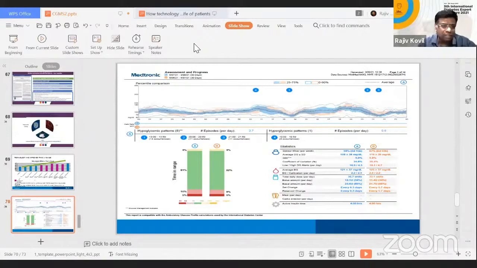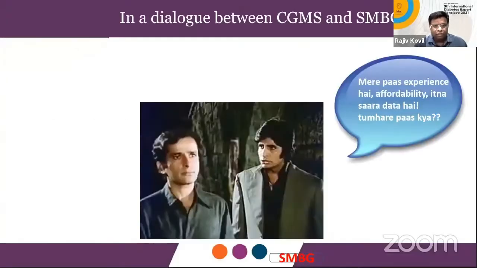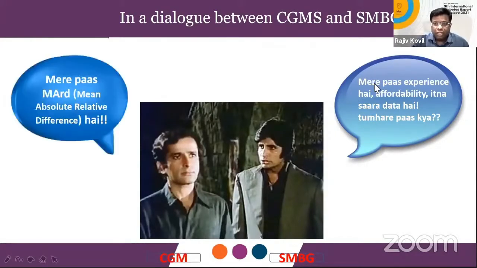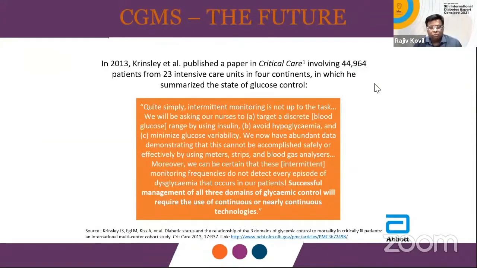I'm going to talk on whether TIR will replace HbA1c, and it's something that all of you have listened to. I have no conflict of interest, other than I believe I would be paid in kind later on. This is a dialogue between CGMS and SMBG, and we know that CGMS has MARD, that is mean absolute relative difference, and today we are using CGM and TIR a lot.